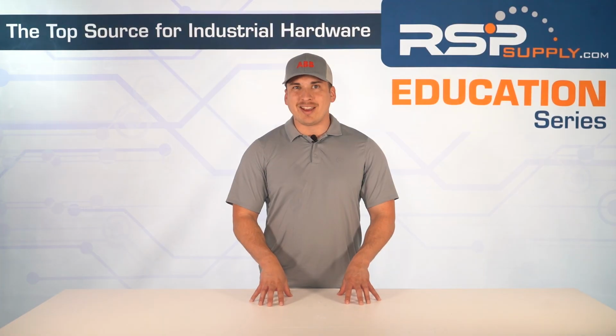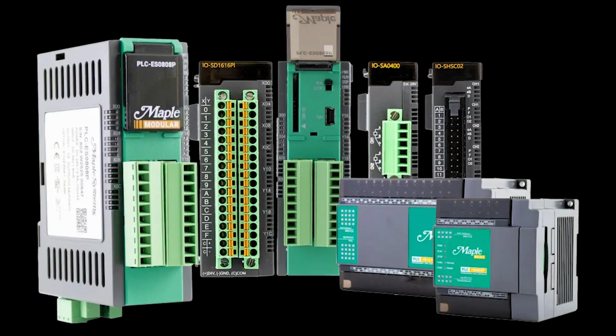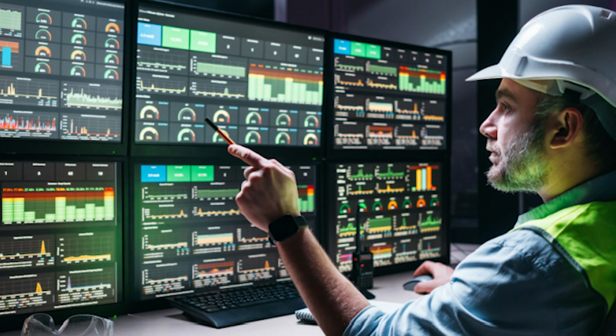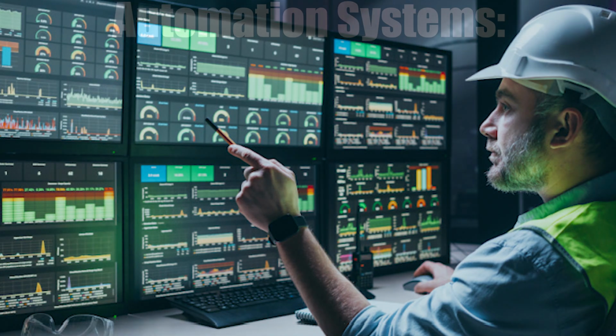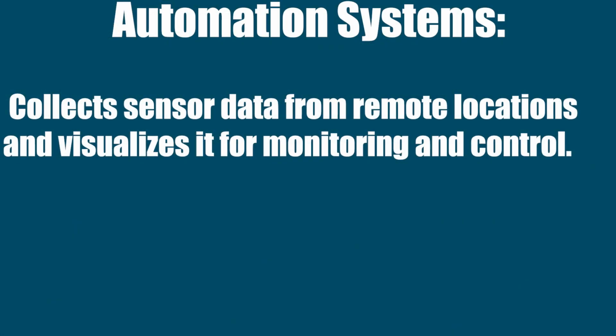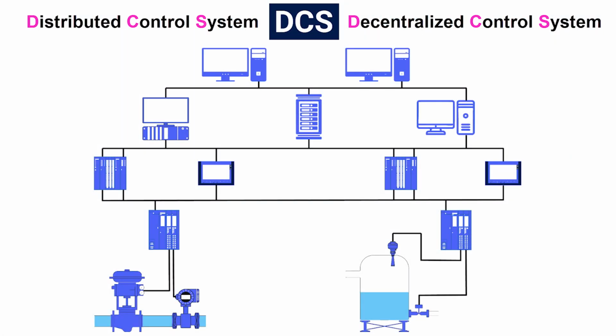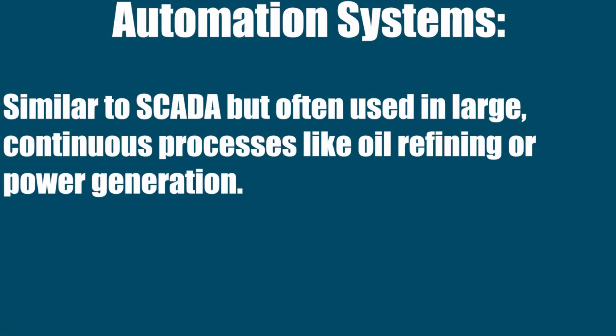Sensors are essential for automation systems, especially programmable logic controllers. They use sensor inputs to make logic-based decisions and control outputs like motors or actuators. Within SCADA, supervisory control and data acquisition, sensors collect data from remote locations and visualize it for monitoring and control. DCS, or distributed control systems, are similar to SCADA, but they're often used in large, very repetitive processes like oil refinery or power generation.